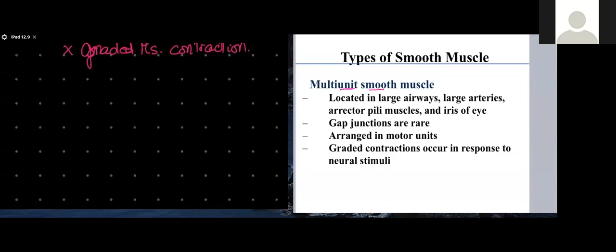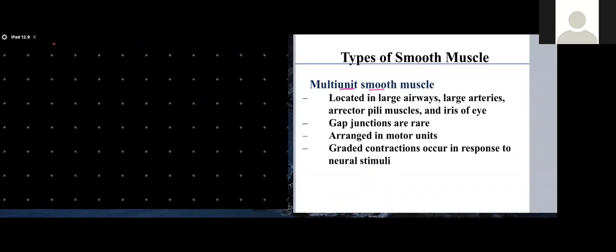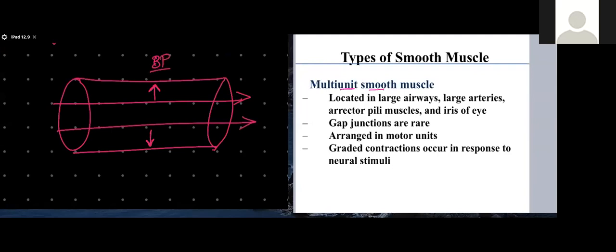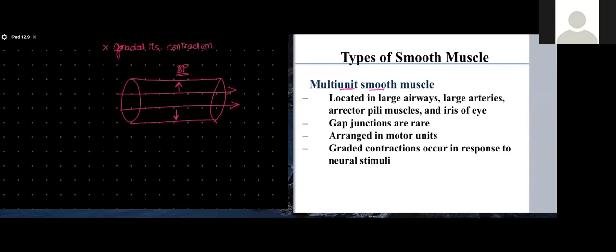Like, for example, the blood vessel. If this is my blood vessel, inside you've got the blood flowing in a laminar pattern like this. So as you have blood flowing in your arteries, this blood is going to be pushing the wall of the artery out, creating the blood pressure. All right, so if I have too much blood pressure, so what will I do?